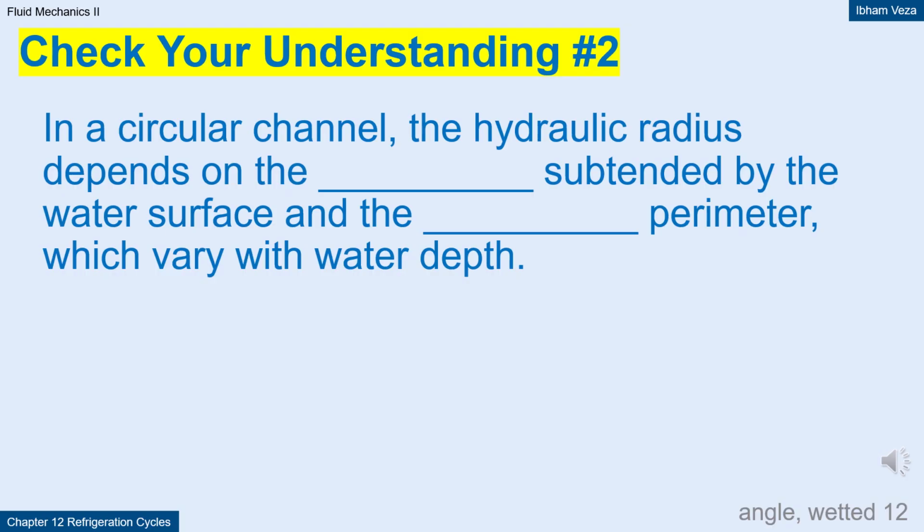Check your understanding number 2. This question emphasizes that in a circular channel, the hydraulic radius is not constant and varies with water depth. The two main parameters that affect it are the angle subtended by the water surface and the wetted perimeter. When the depth increases, both of these quantities also change. This makes the flow characteristics in circular channels more complex than in simple channels. This understanding is important for design analysis and discharge calculations.